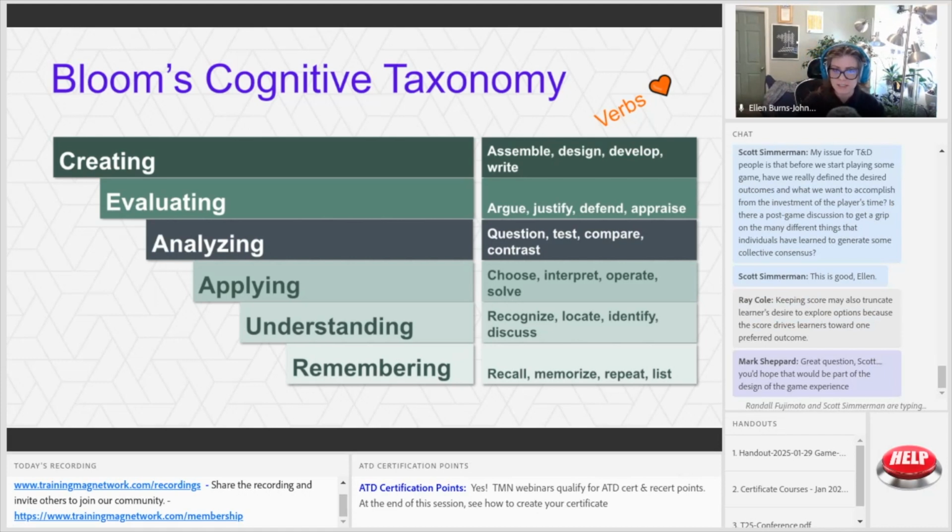Okay, reading the questions down that we've got. I think Ray was asking, most interested to know from the research is if anyone has done studies comparing unscored games, let's say that's a simulation, versus scored games.